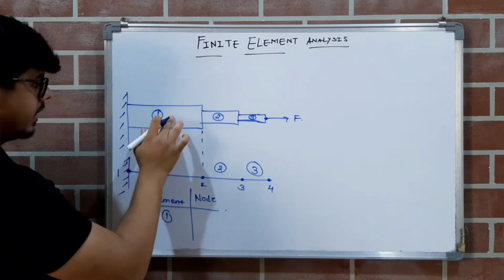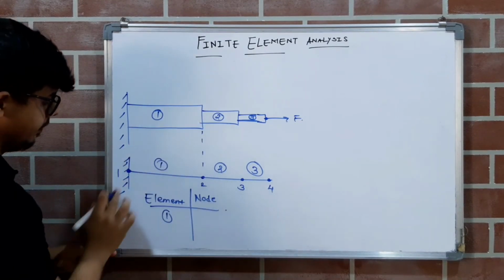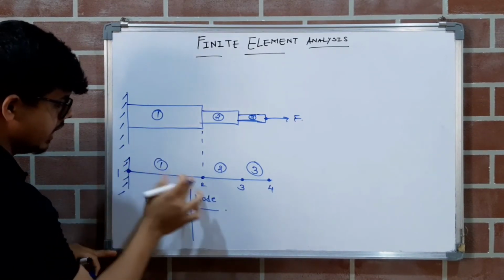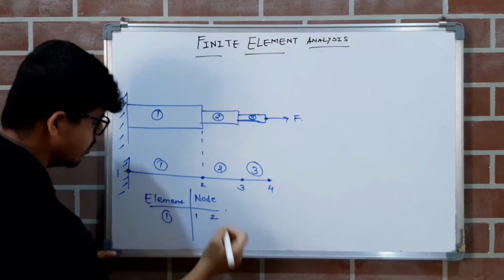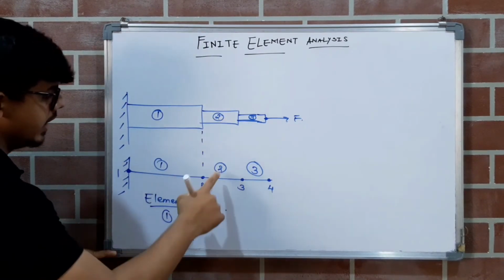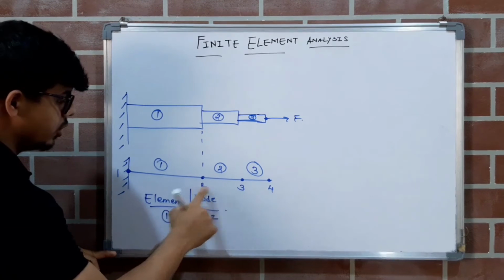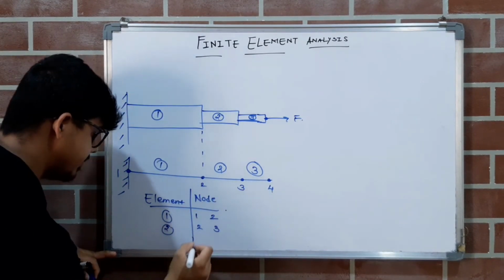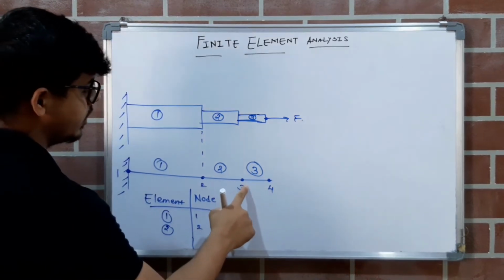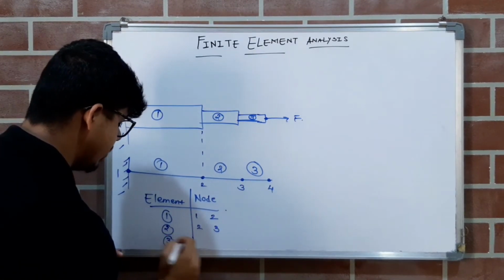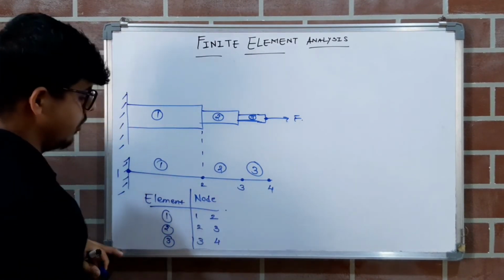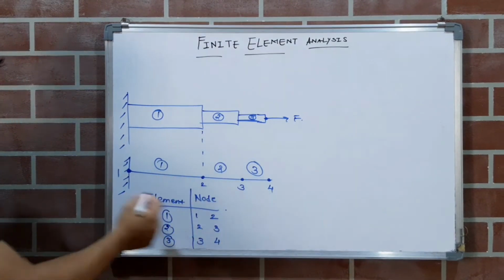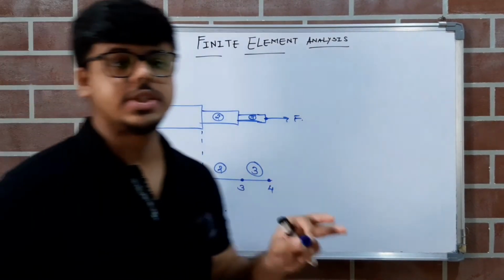In the first element, how many nodes are here? So here it is node 1 and node 2. In this second element, how many nodes are there? Node 2, node 3. So the second element has node 2 and node 3. The third element has node 3 and node 4. Right? This table is useful to draw the global stiffness matrix.